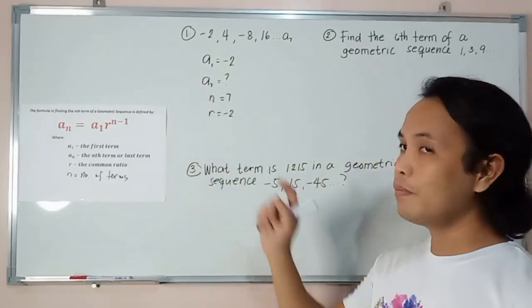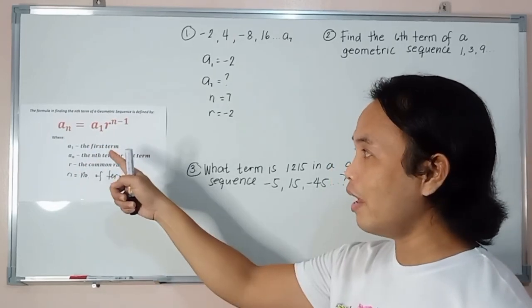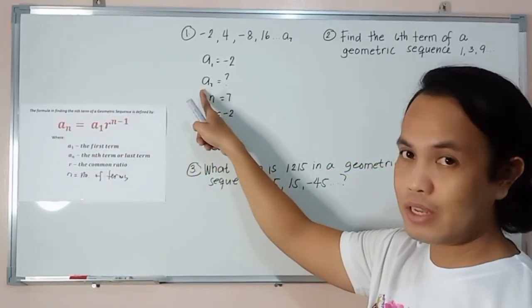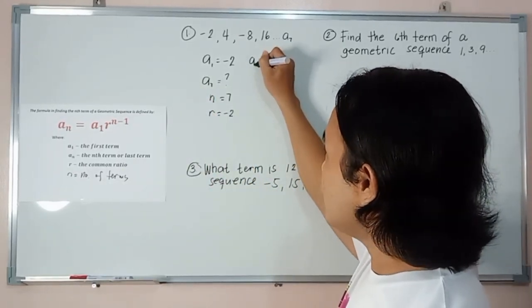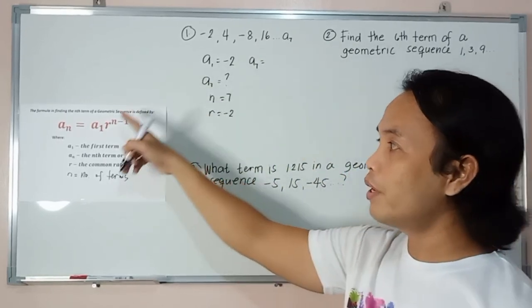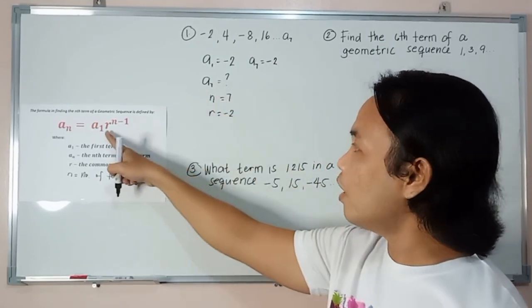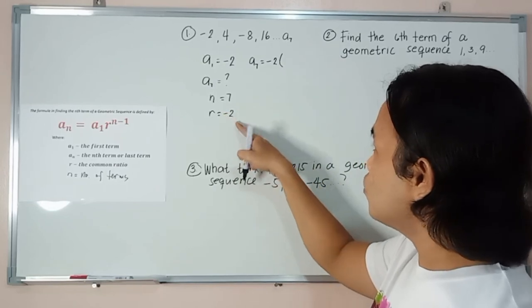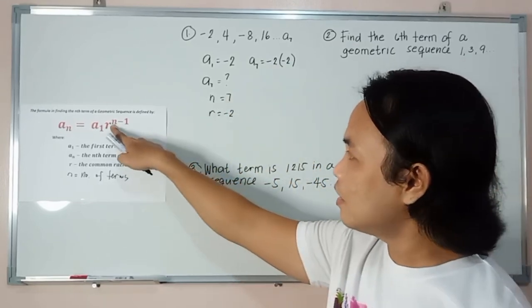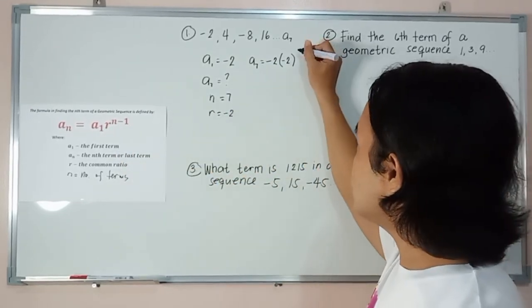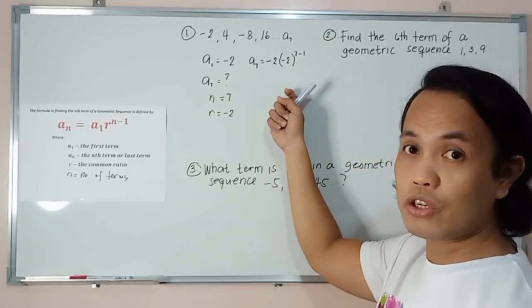So we now have this given. Let us now substitute these to our formula. We need to use a sub 7 because we are to solve for a sub 7. So we write a sub 7 equals, our a sub 1 is negative 2, multiplied to our r, which is also negative 2, raised to n minus 1. N is 7, so we write 7 minus 1. This is now our equation.